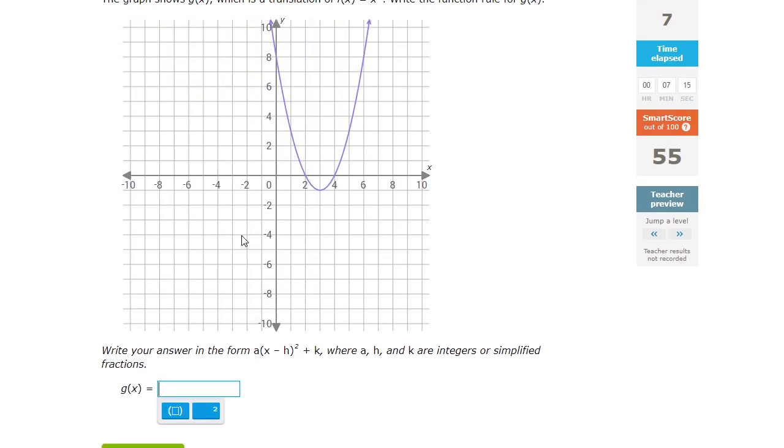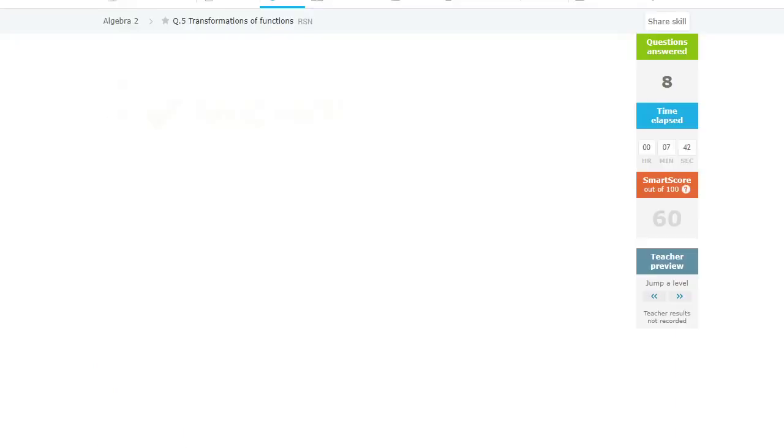Okay, this one has been moved to the right. From the origin, you move to the right 3 units and then down 1 to get to the vertex. So if I move to the right 3 units, I'm going to be subtracting 3 inside. Okay, x minus 3 squared. And then I move down 1, so minus 1 outside. Okay, and don't forget the little square, it is a quadratic. That should do it.